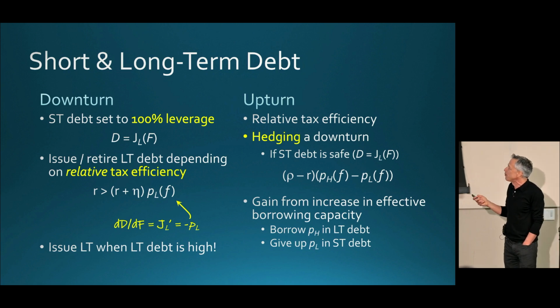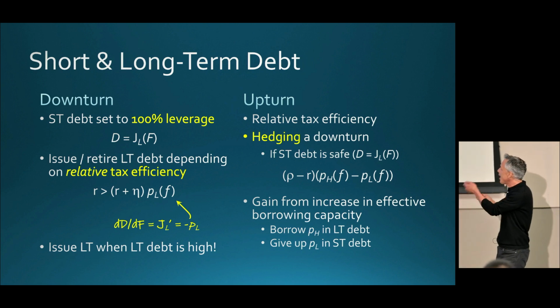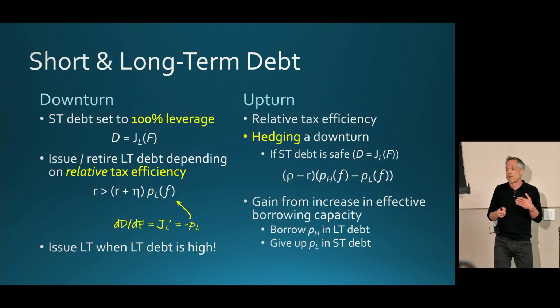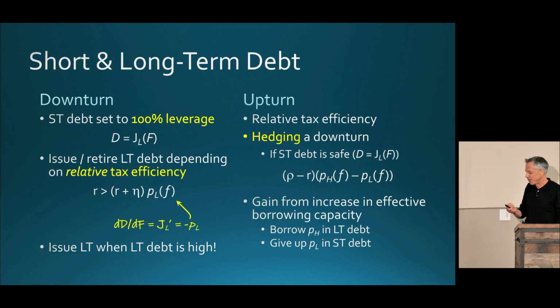And the paper does a nice job of showing that if we had available instruments that we could use to hedge, that would be another way to achieve this, and then we wouldn't need the long-term debt. We could just have more short-term debt and use those hedging instruments as an alternative.